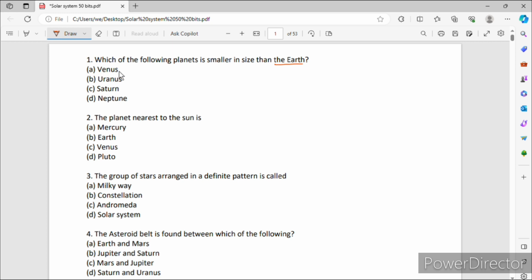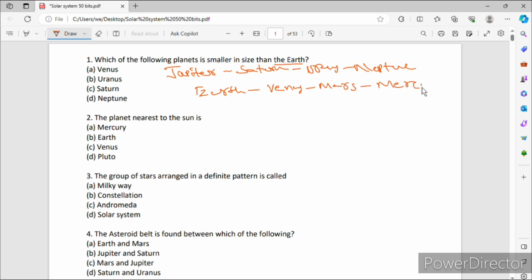See, option given is Venus, Uranus, Saturn and Neptune. See friends, we know that sequence, that is order of sequence, so like the largest one is Jupiter. So then smaller than that one is Saturn. Next one is Uranus. Next one is Neptune. And fifth one is Earth. Sixth one is Venus. Seventh one is Mars. And the eighth one, that is smallest one, is Mercury.